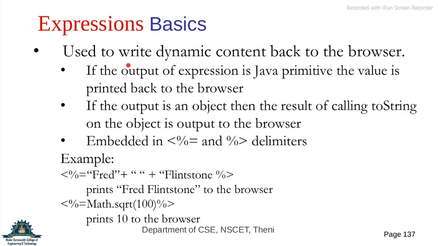And the next thing is expression. If you are going to use expressions, you have to replace the exclamation mark with equal to. Here you can look at the example: opening tag percentage equal to fed plus empty space plus fed stone. It will be printing Fred Flintstone to the browser. Or if you are going to use some mathematical logic, percentage equal to Math.sqrt of 100, what will it be printing? 10 will be printed in the browser.